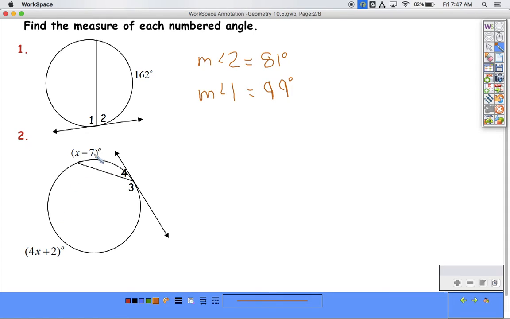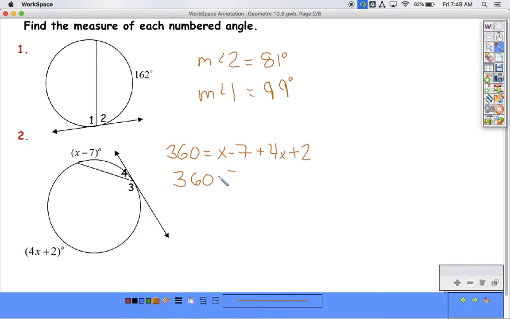Down here, got some variables to deal with. So we know that angle 4 is going to be half of x minus 7. We know angle 3 is going to be half of 4x plus 2. Problem is we don't know what x is. Good thing is we can add up these two arcs, and they're going to add up to 360. So we got 360 equals x minus 7 plus 4x plus 2. And then we can simply solve that.